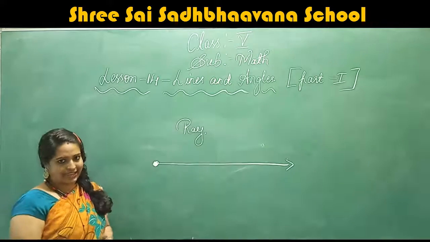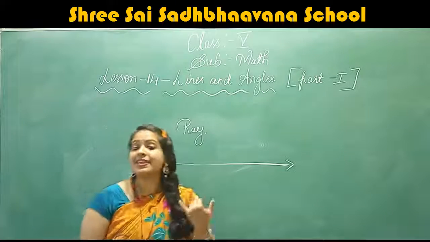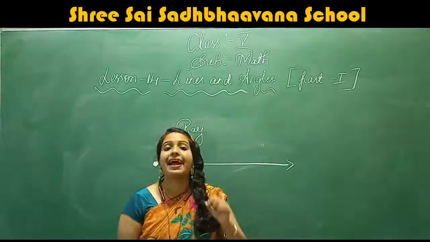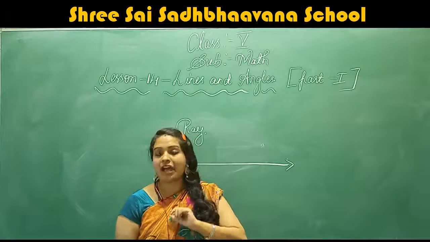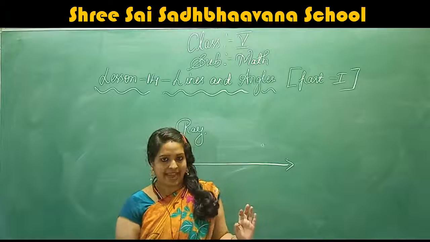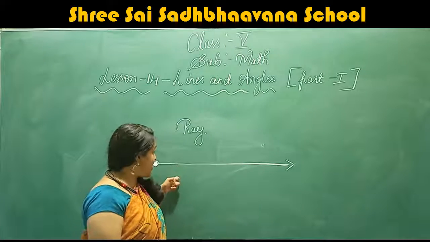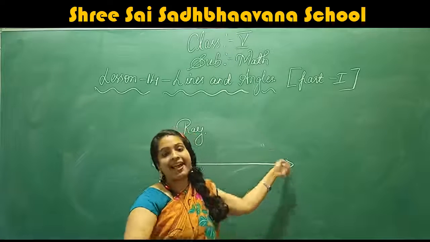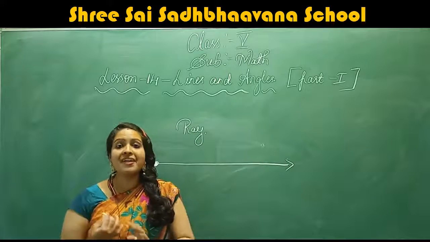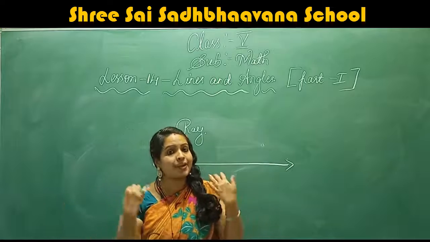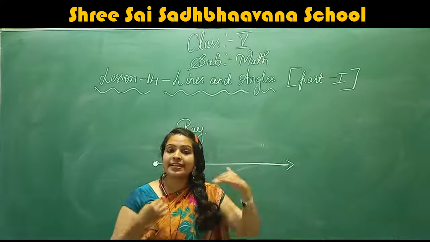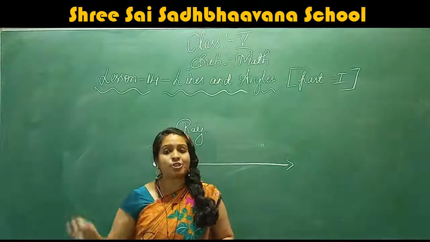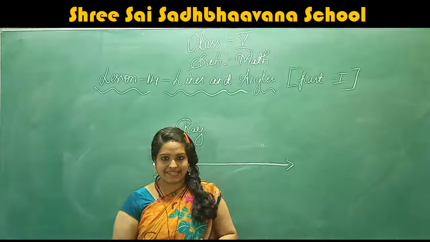This is called ray. So let us once again revise. A line segment has two endpoints and a fixed length, and you cannot extend it. A ray has one endpoint and you can extend it in the other direction. And the last one is a line, where there are no endpoints and you can continue in both directions. I mean you can extend in both directions and there is no fixed length.